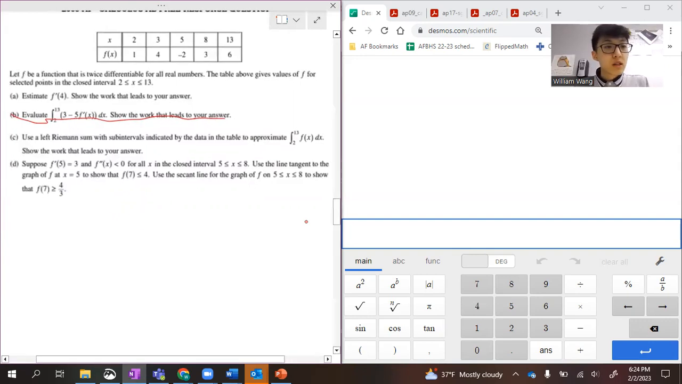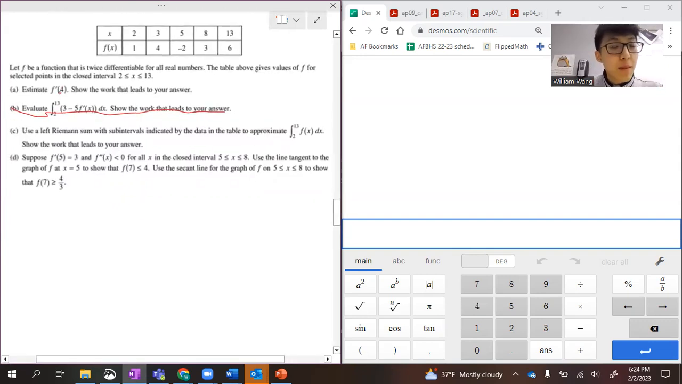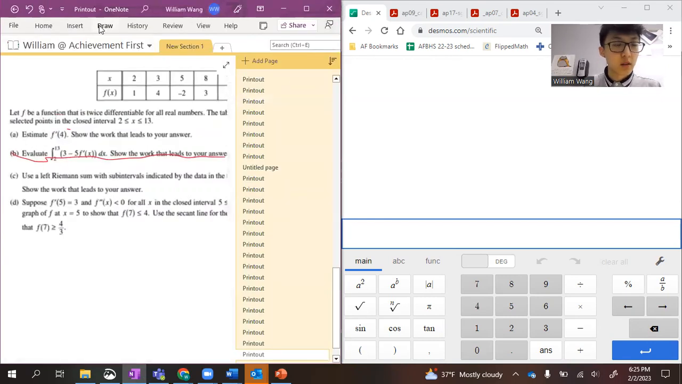So first, looking at my first free response, I'm asked to estimate f prime of 4. So estimating f prime of 4, this is what I'm going to say. Actually, how should I type this out to know that we're talking about this?